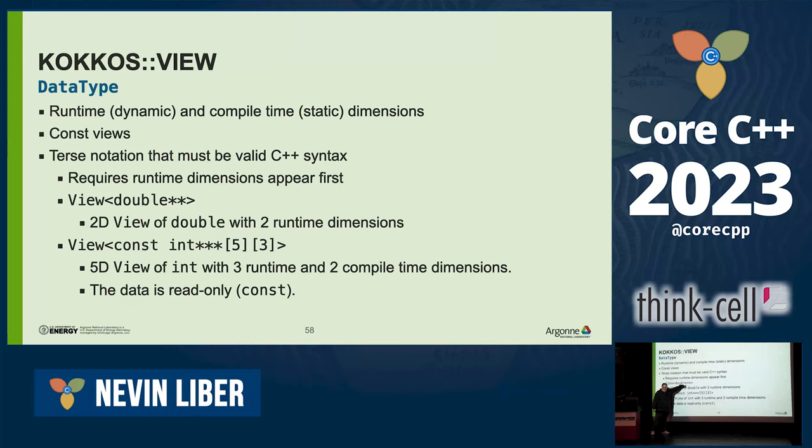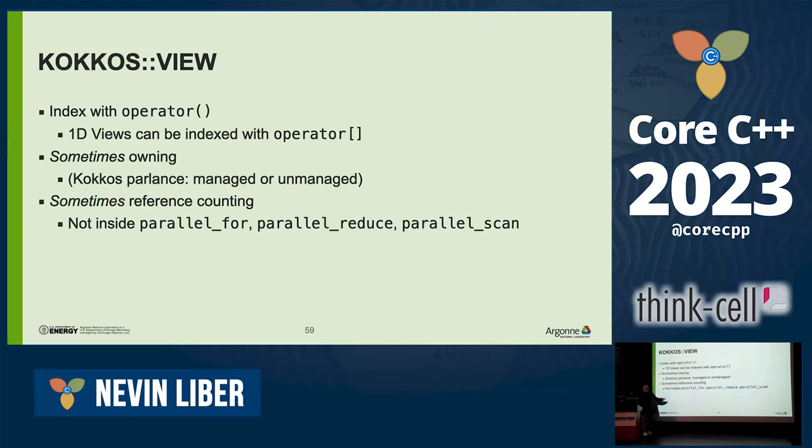Remember, whatever is in here has to be valid C++. So you can do const, star, star, star, 5, 3, but you can't have these interspersed with stars. And Kokkos to this day uses this terse syntax. If you make it const, then it's read-only data. And we index because we need a variadic one, with a function call operator. If it's one-dimensional, you can, of course, index with square brackets.